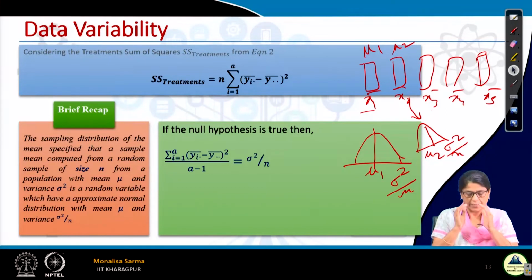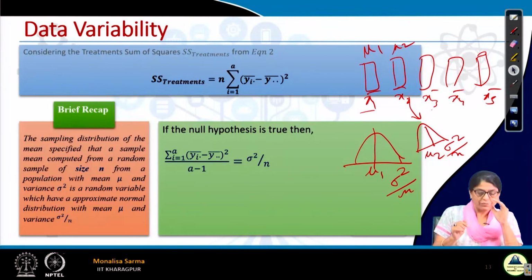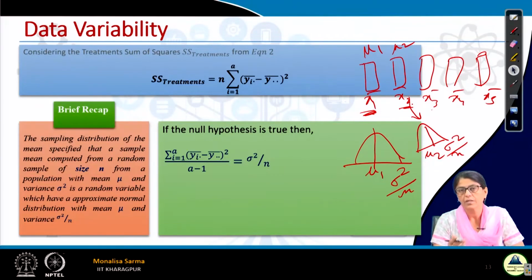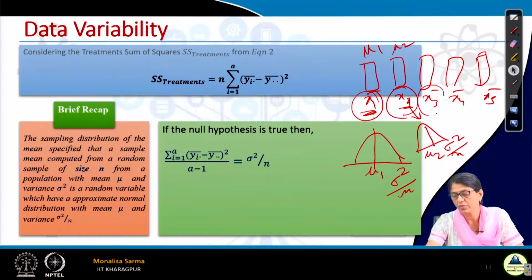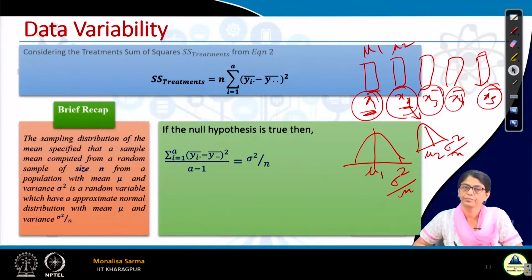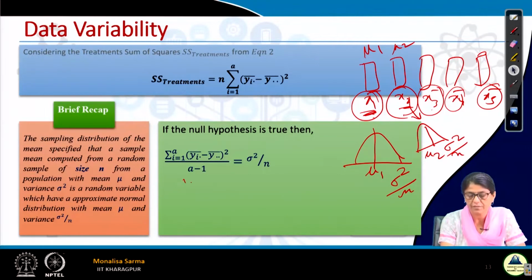Now suppose the different samples that we have taken, considering that the null hypothesis is true, are as if from a single population. Suppose we have taken these 5 samples, and I got the values x1 bar, x2 bar, x3 bar, x4 bar and x5 bar. Now if I want to find out the variance among these samples, this is the case.